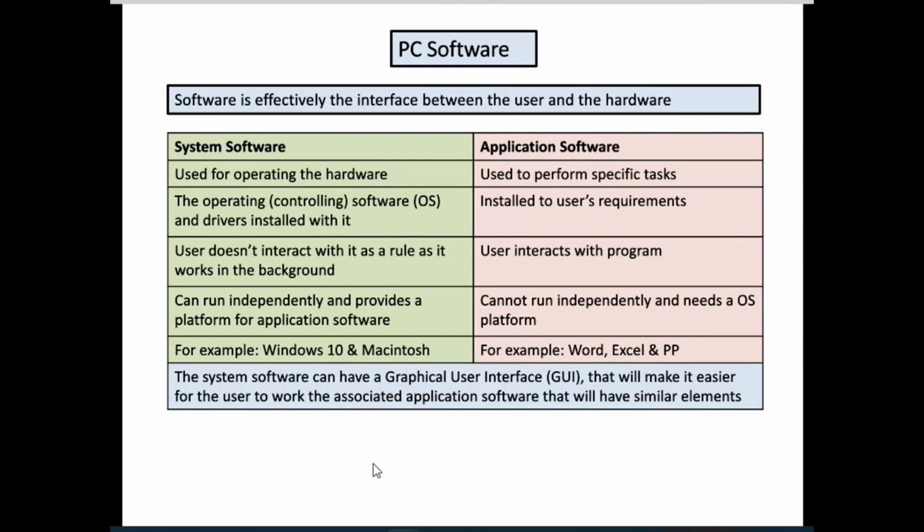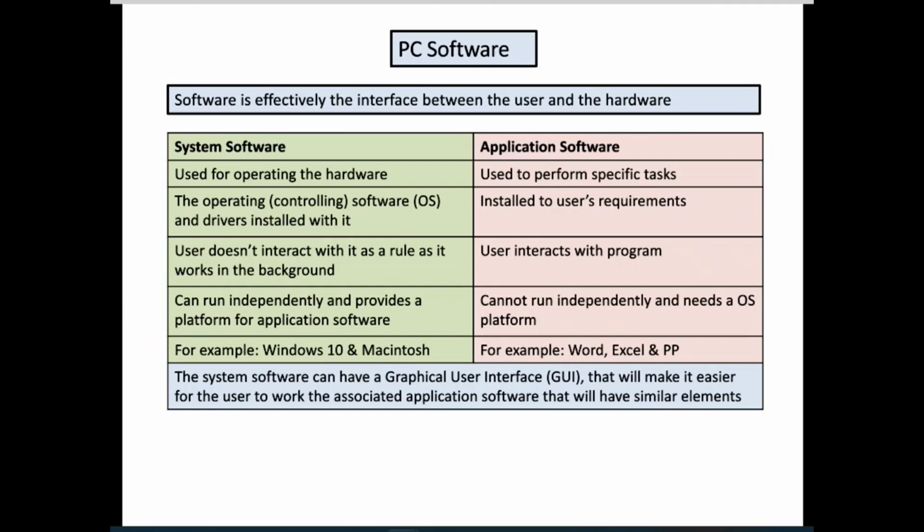Okay, it can run independently, and it provides a platform for the application software. Of course, your system software can only be matched with certain application software, or rather the other way around. Your application software can only be matched with certain system software. If you are using Windows 10, then you will use Windows Office as your application software. You can't use Apple application software on Windows OS or the other way around.